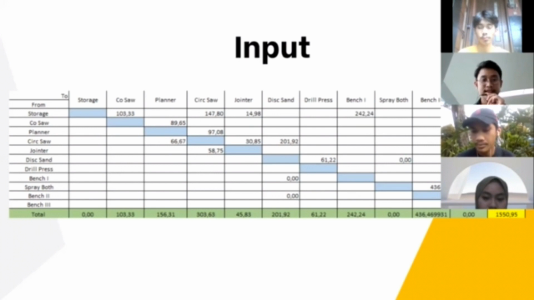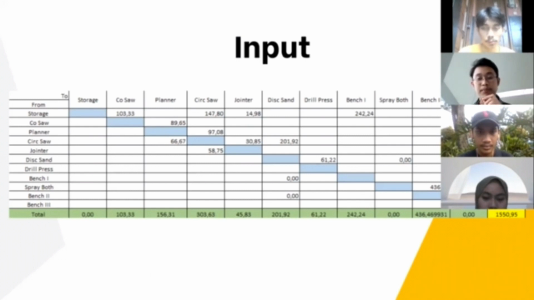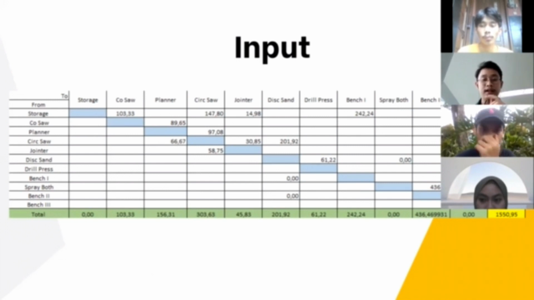The first is input. This is the FTC, or from-to chart, of the production floor that we get from the previous project. This information will be used as the input of CRAFT to generate the layout.